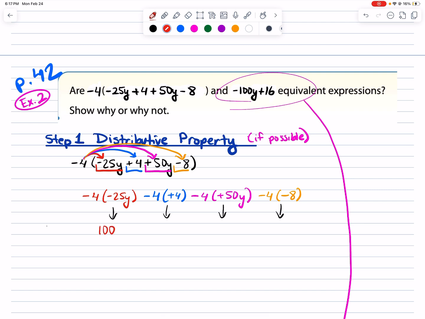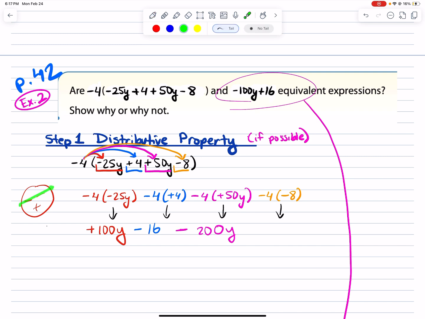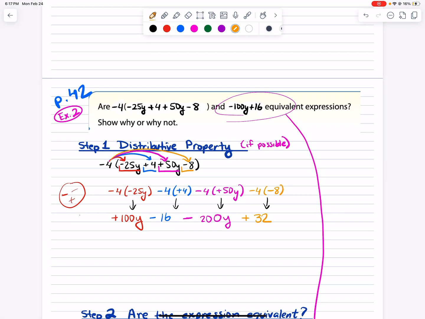I know that's quarters, so 100. A negative times a negative is a positive, okay. I see a negative times a positive is a negative. Negative 16. I then have a negative times a positive, again negative. Well, 50 times 4: I know 5 times 4 is 20, and then you add that extra 0, y. It's going to be minus. And then a negative times a negative is a positive for this one. Oh, oops. There you go. It is a positive, so positive 32.